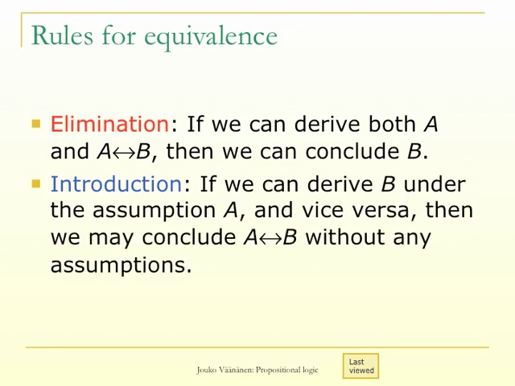As to the equivalence introduction rule, it says that if we can derive B under the assumption A, and also A under the assumption B, then we may conclude A if and only if B without any assumptions. The derivability of A and B from each other is interpreted as the equivalence of A and B, that is, as A if and only if B.